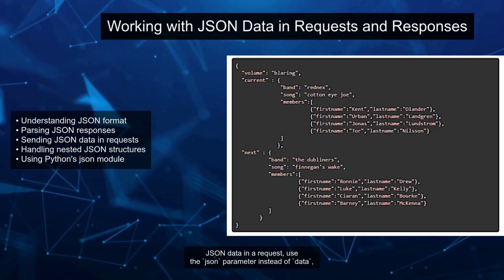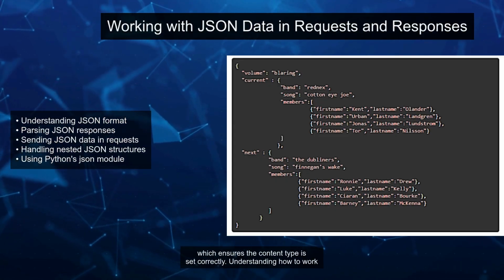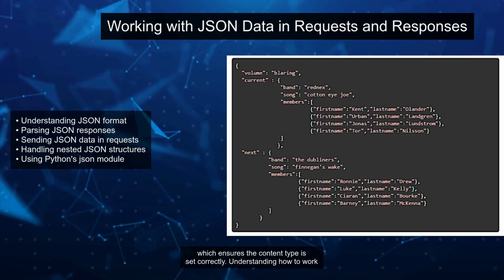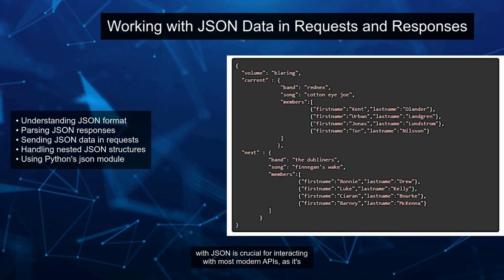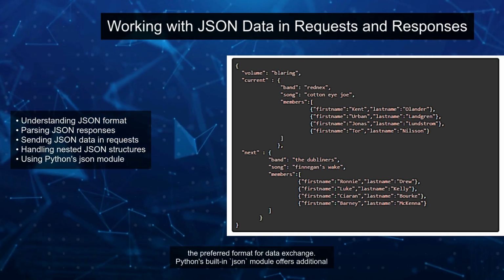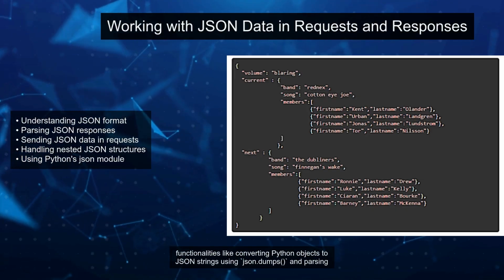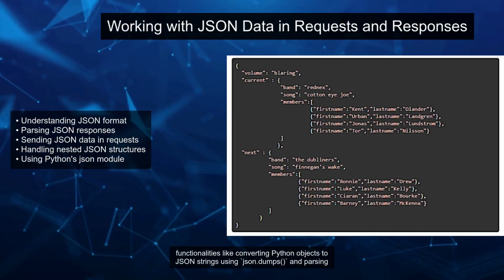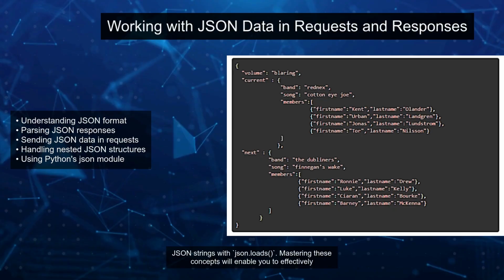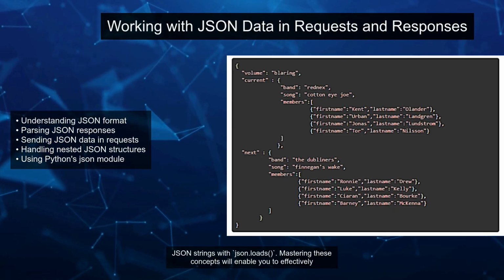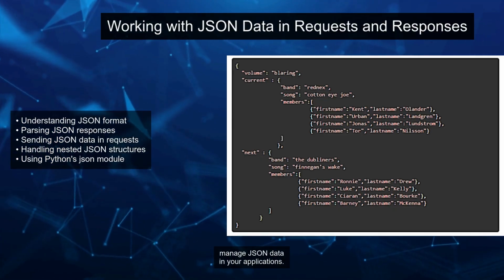When sending JSON data in a request, use the json parameter instead of data, which ensures the content type is set correctly. Understanding how to work with JSON is crucial for interacting with most modern APIs, as it's the preferred format for data exchange. Python's built-in json module offers additional functionalities like converting Python objects to JSON strings using json.dumps and parsing JSON strings with json.loads. Mastering these concepts will enable you to effectively manage JSON data in your applications.